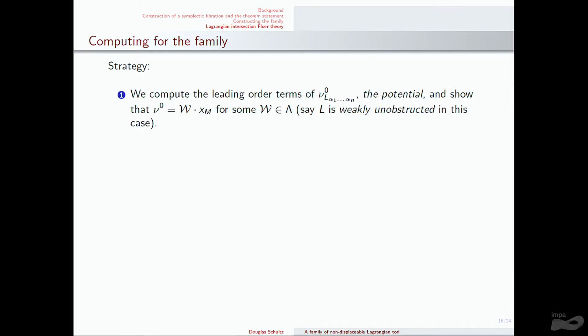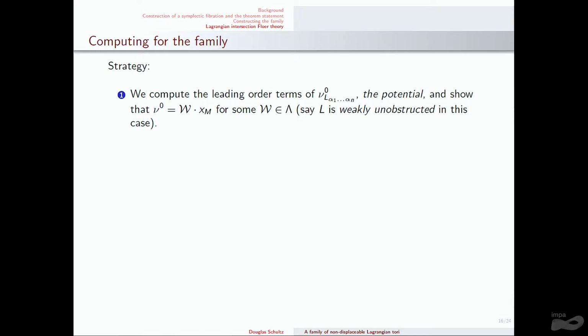Okay. So actually computing for this particular family that we constructed. It's going to be sort of the same that you might see, but you have to know how to write down some things. So you compute the leading order terms of the 0th A infinity map, which is known as the potential. And you show that it's a multiple of this. This is going to be the unique representative for the Poincare dual to the fundamental class.